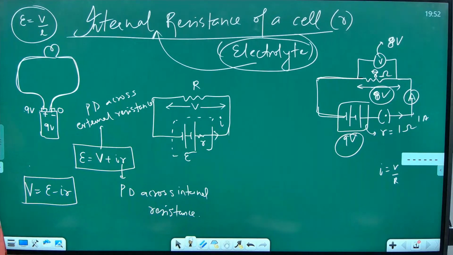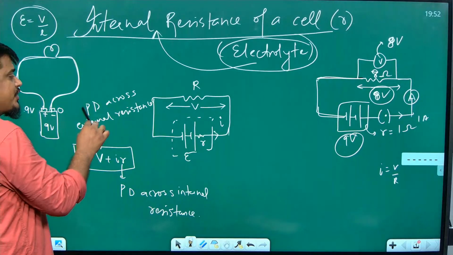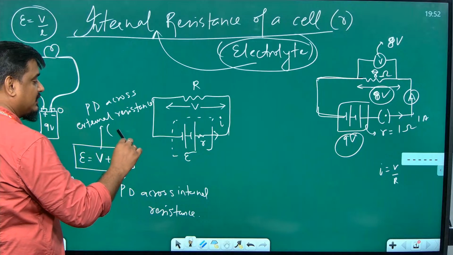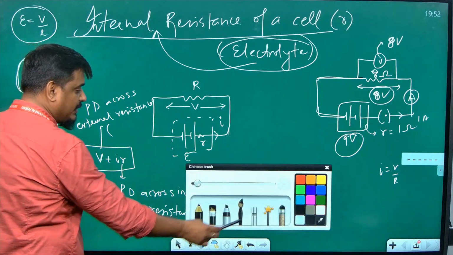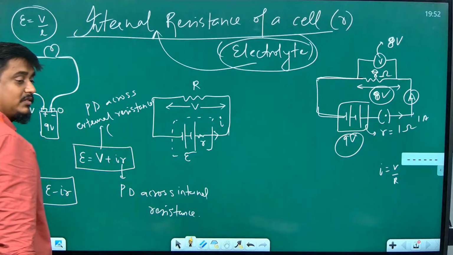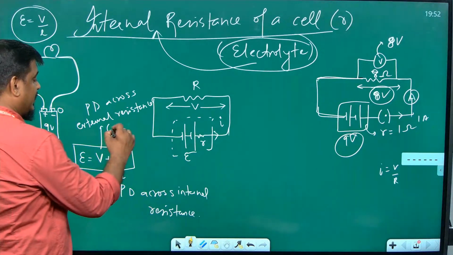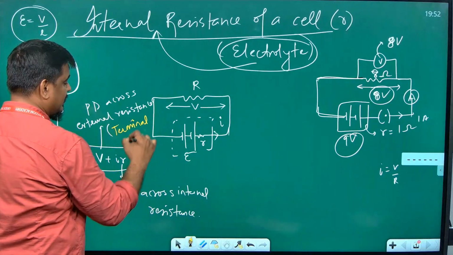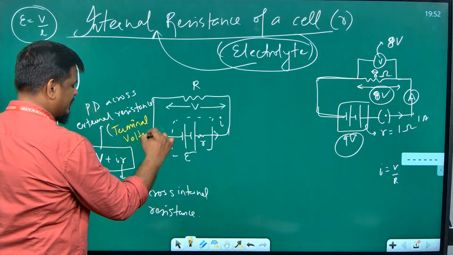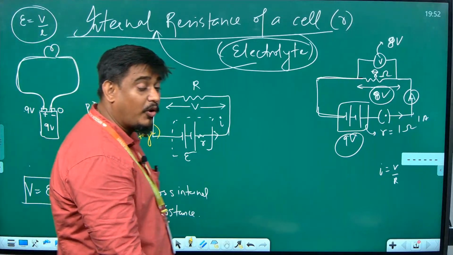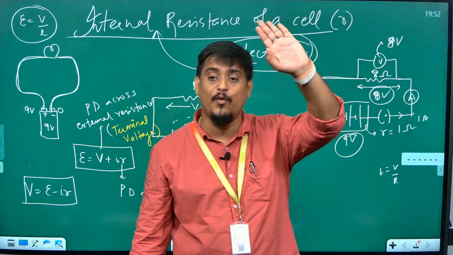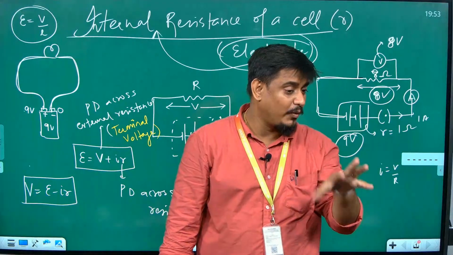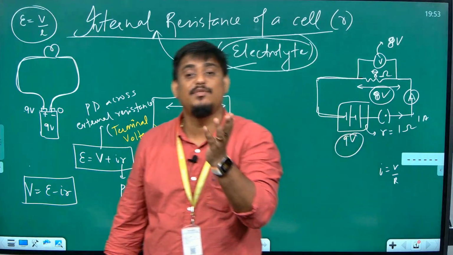For your knowledge, V, which is the potential drop across the external resistance, has another name. What is that? Anybody knows? Very good, Devadarshan. It is called terminal voltage. So you are learning a new term now. Already you learned electromotive force EMF, already you learned potential difference V. Now one new thing is coming, terminal voltage V.